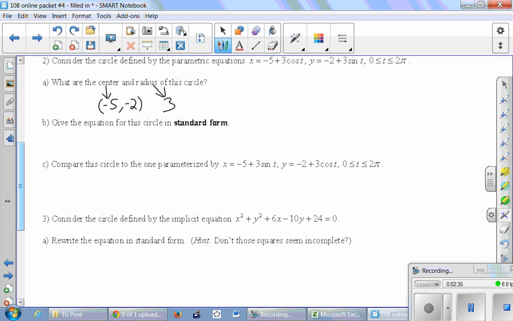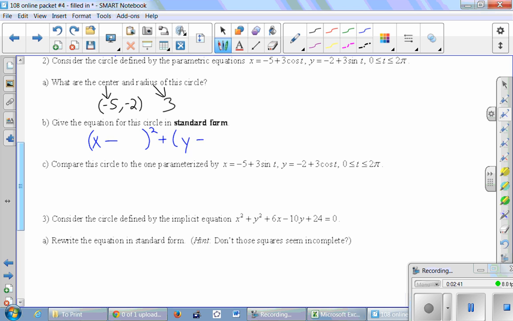Give the equation for this circle in standard form. Okay, standard form again. I'll start with my shell. We just wrote down the center up above, so we might as well use that. -5 here, -2 here. Minus signs in the formula are going to change those numbers. And then 3 squared over here. And then we'll just clean that up.